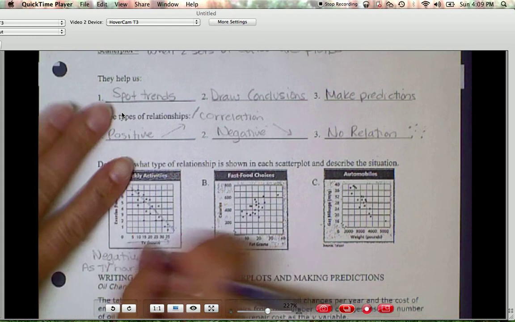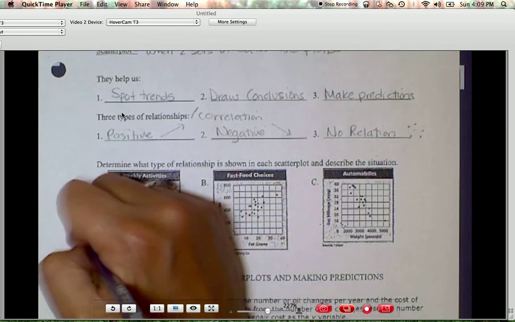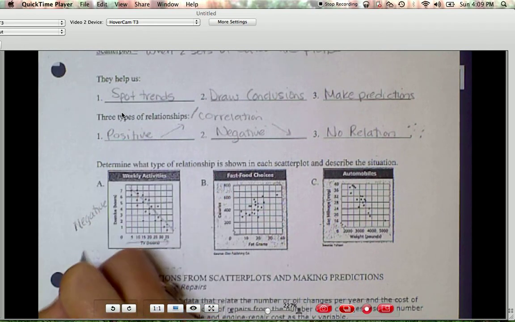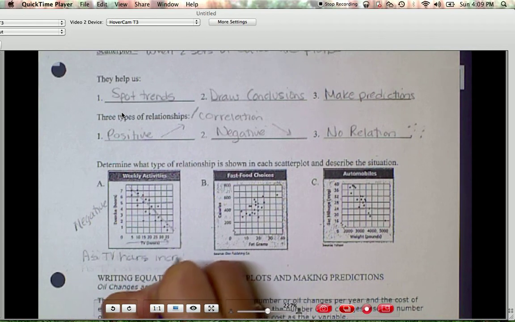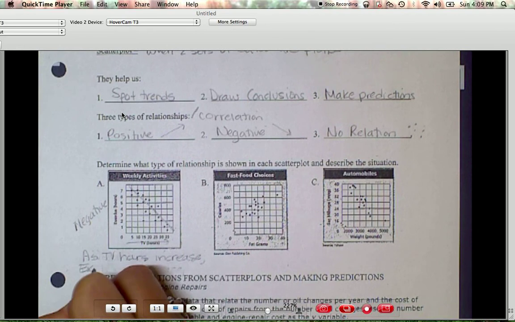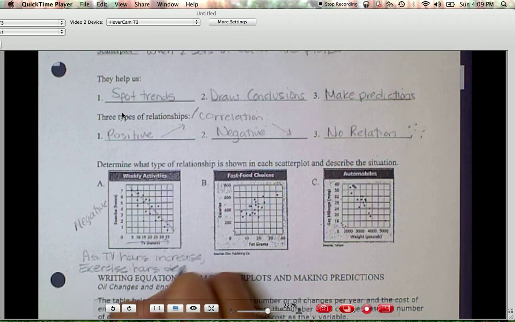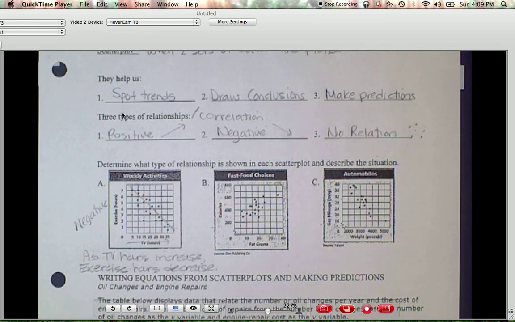So we'll write negative here. As TV hours increase, exercise hours decrease. Now you can discuss why that might be happening. So think about why that might be happening, and we'll talk about that in class tomorrow.